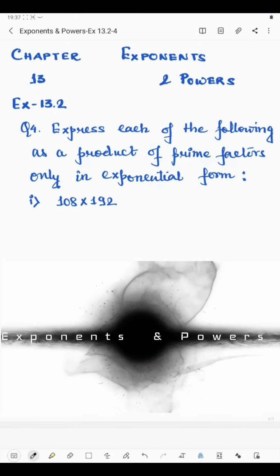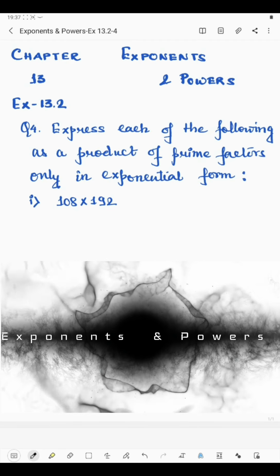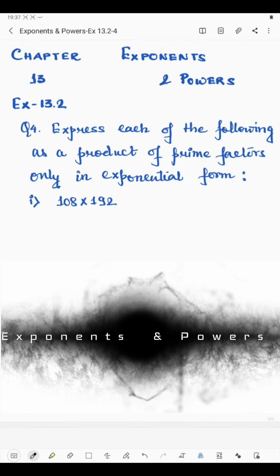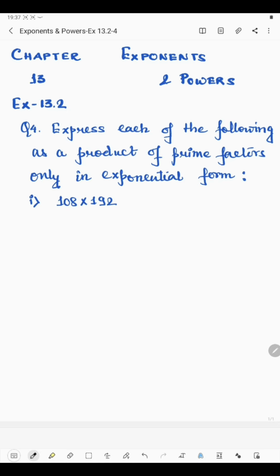Hello students, now I'll be starting with question number 4 of exercise 13.2. Question number 4 says: express each of the following as a product of prime factors only in exponential form. Here we will have to express this in exponential form, but before doing this we will have to find the prime factors. So let us find the prime factors of 108.